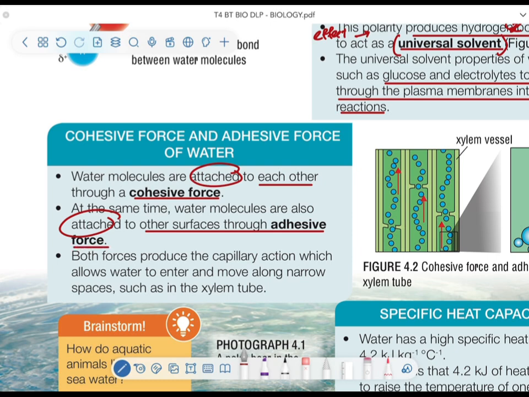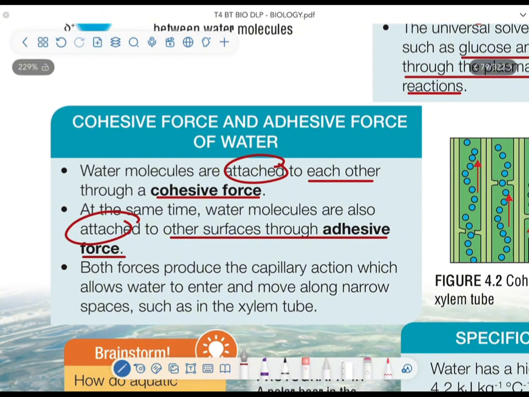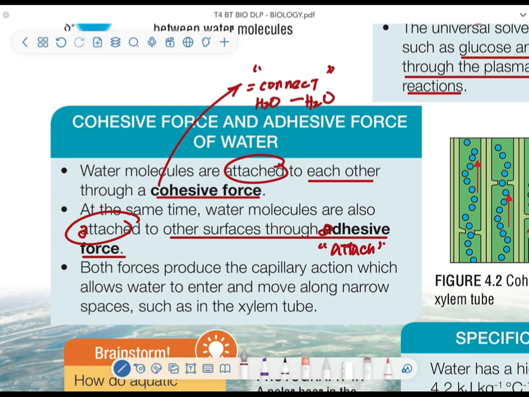So in order for you to remember, you can think of cohesive as connect. It connects one water molecule with another water molecule, and at the same time the water molecules are attached to the other surface by the adhesive force. Since the word attach starts with A, you can also remember adhesive force is related to attaching to the surface, the ability of the water to attach to the surface.